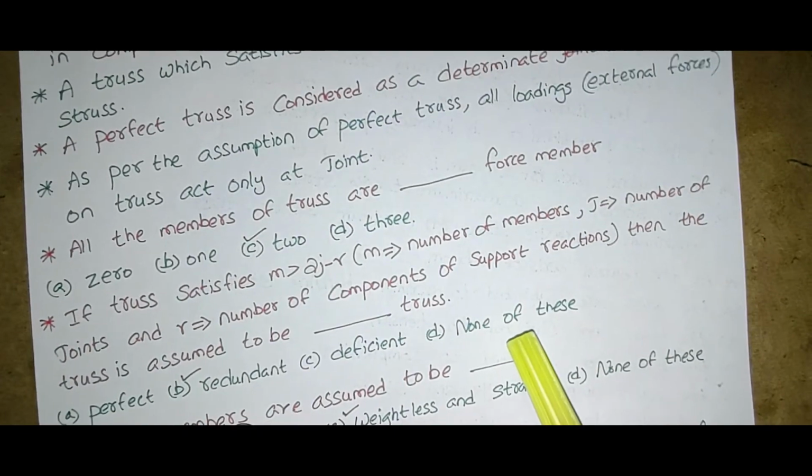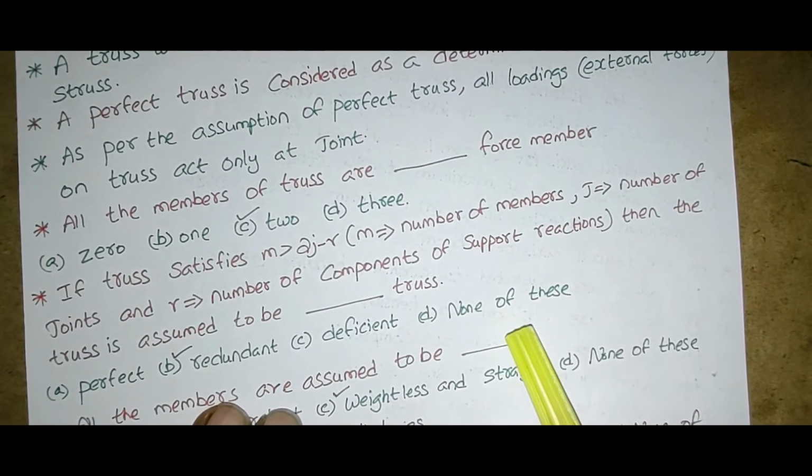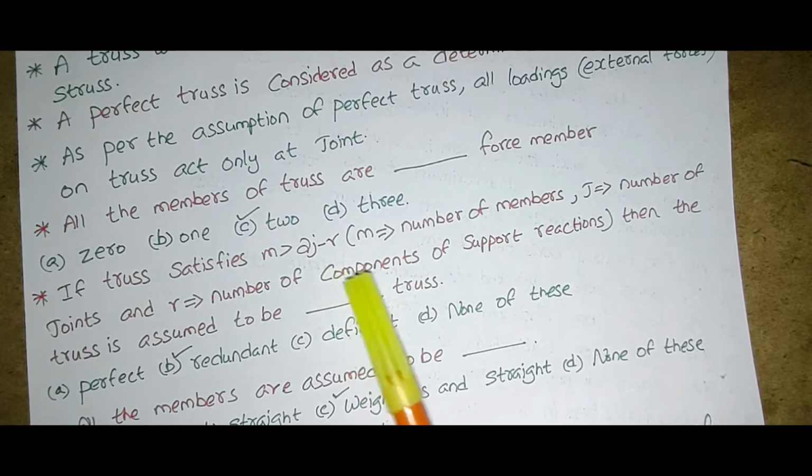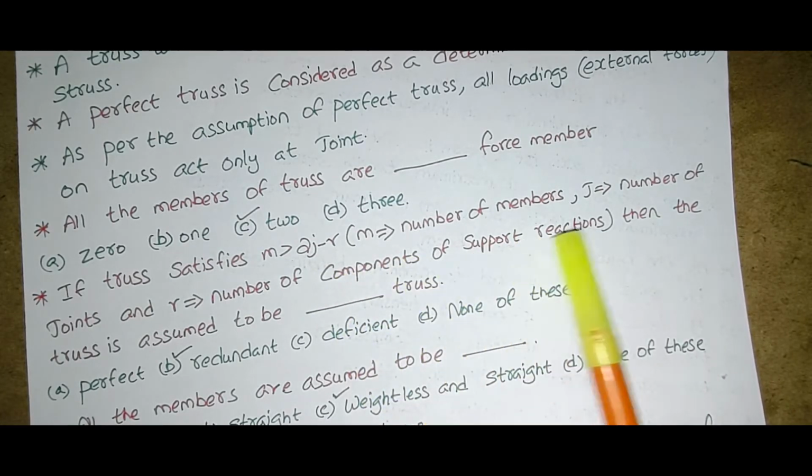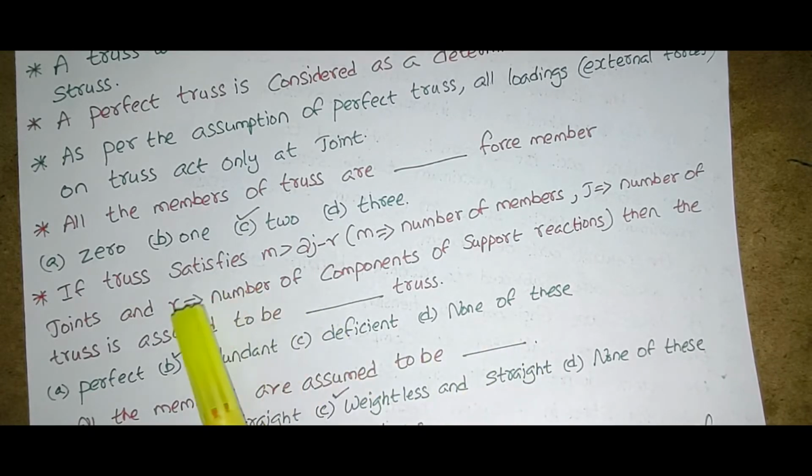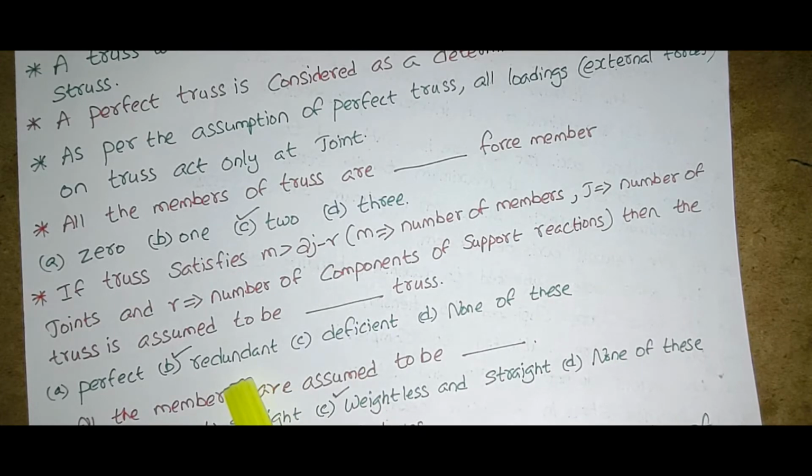If a truss satisfies m > 2j - r, where m is the number of members, j is the number of joints, and r is the number of components of support reactions, then the truss is assumed to be a dash truss. Here we have four options: perfect, redundant, deficient, none of these. If m > 2j - r, then the truss is assumed to be a redundant truss. Okay, it is a redundant truss.